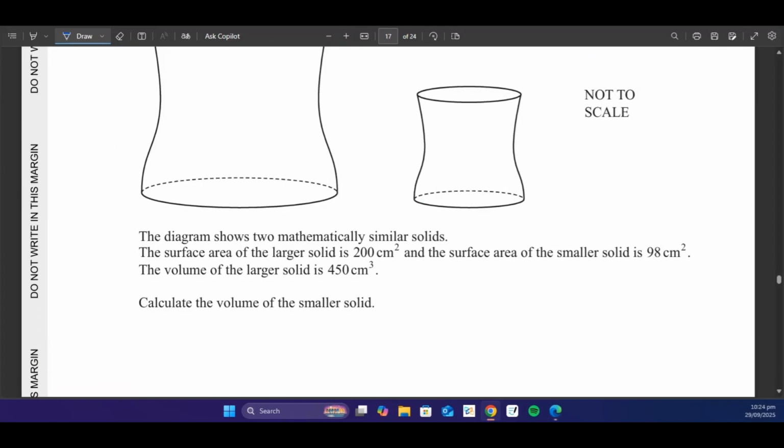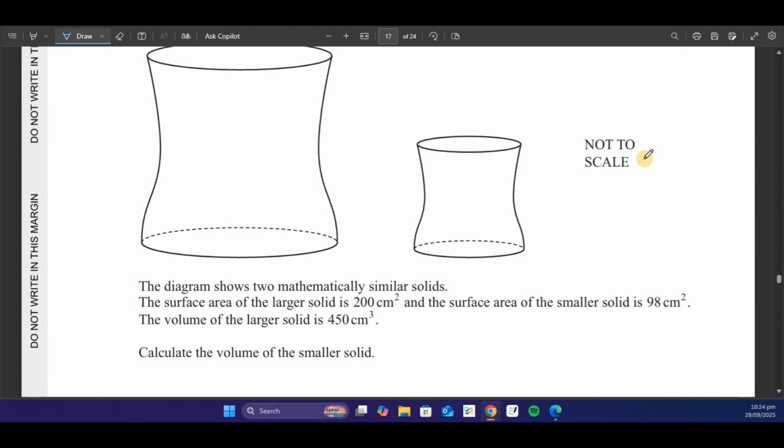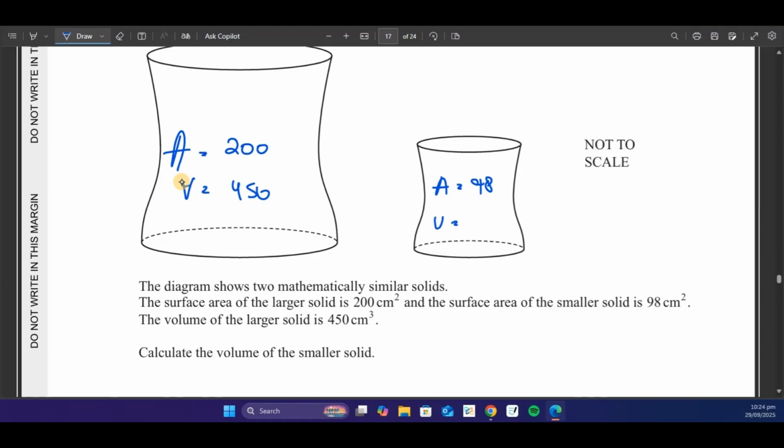So the diagram shows two mathematically similar solids. The surface area of the larger solid is 200 and the surface area of the smaller solid is 98. The volume of the larger solid is 450. Calculate the volume of the smaller solid. Okay, so the surface area of the larger solid is 200 and the surface area of the smaller solid is simply 98. Okay, makes sense till over here? Then the volume of the larger solid is 450. The volume is 450 and the volume is unknown. All right.